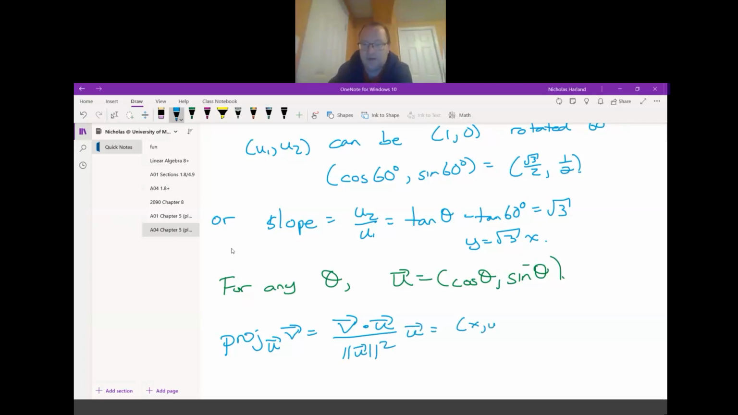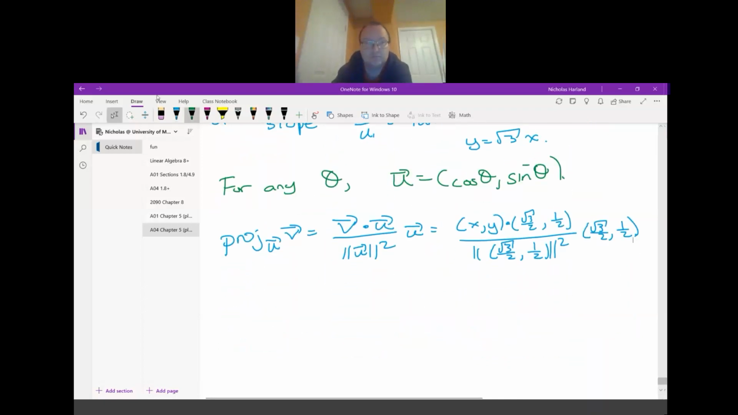All right, so that's xy dotted with root 3 over 2, 1 over 2, all over the length of root 3 over 2, 1 over 2. That being said, while the formula will do the job, we actually already know what the length of this vector was. But just in case we forget, we can find our length.